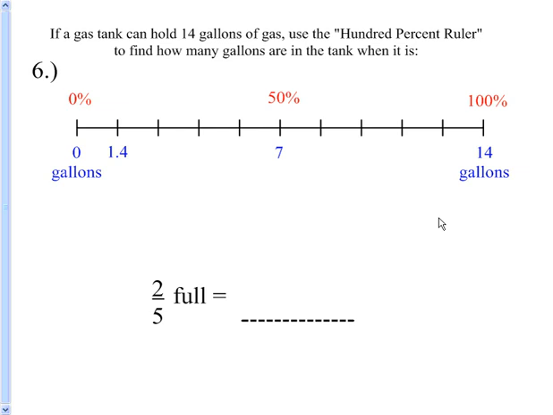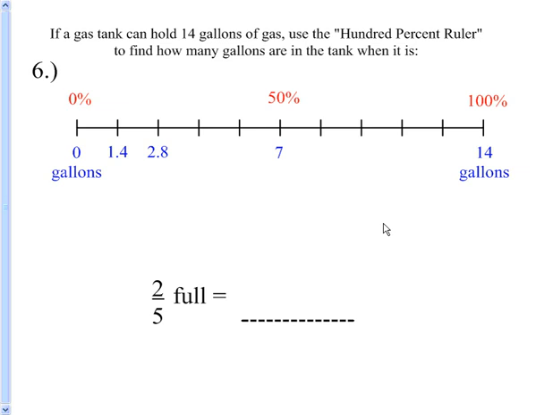To find 1/10 of 14 gallons, what we need to do is to take 14 and divide it by 10. If we take 14 and multiply it by 10, we have 140, and we're moving the decimal one place to the right. If we divide it by 10, we're moving the decimal one place to the left. And that's what we're doing here when we're taking 14 and dividing it by 10. We're getting 1 4/10 gallons.